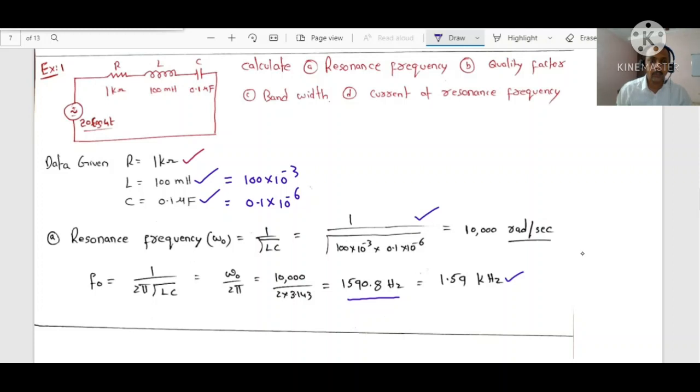Dear students, I repeat again. Please take care while expressing the units. 100 millihenry, write it as 100 into 10 power minus 3. 0.1 microfarad, write it as 0.1 into 10 power minus 6. While doing this with the calculator, please be a little bit alert. Maintain the brackets, negative sign and square root, all these things properly while doing it with the calculator.